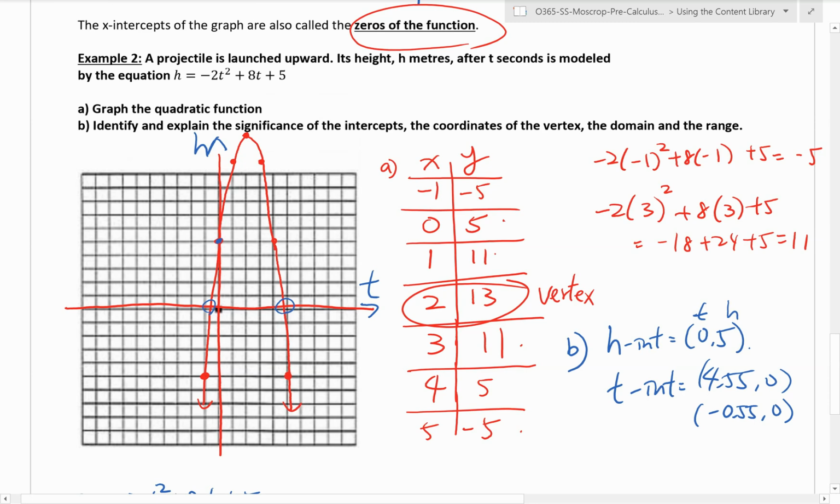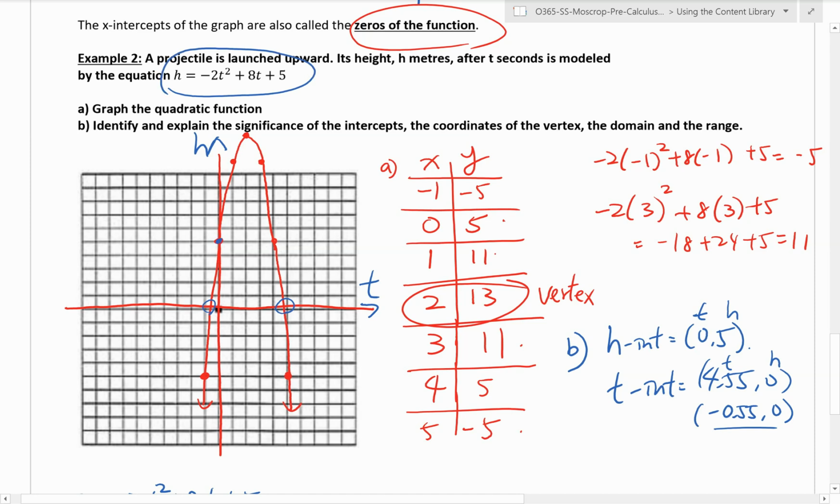For the t-intercept, this is the time and this is the height. When the height is 0, that means it takes the projectile 4.55 seconds to land on the ground after you launched it, right? At 4.55 seconds after the projectile is being launched, it will land on the ground, okay? It will land on the ground 4.55 seconds later. This negative 0.55 makes absolutely no sense, okay? Because the time cannot be negative. It is just the modeling, right? That is just the shape of the graph, that's all.